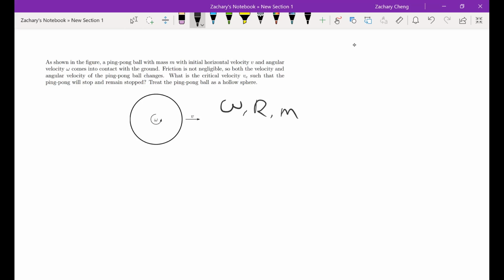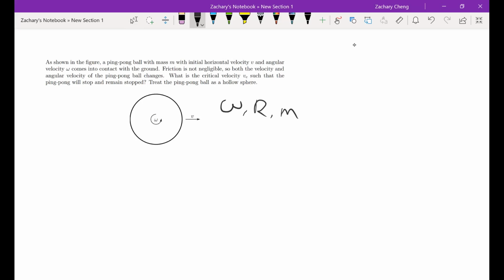Okay, so the first thing we have to do is figure out what it means for the ping pong ball to stop and remain stopped. Well, when the ping pong ball stops, that means it's at rest, so V, the velocity of the center of mass, has to be zero, of course. But to remain stopped, at the exact same time, omega also has to be zero.